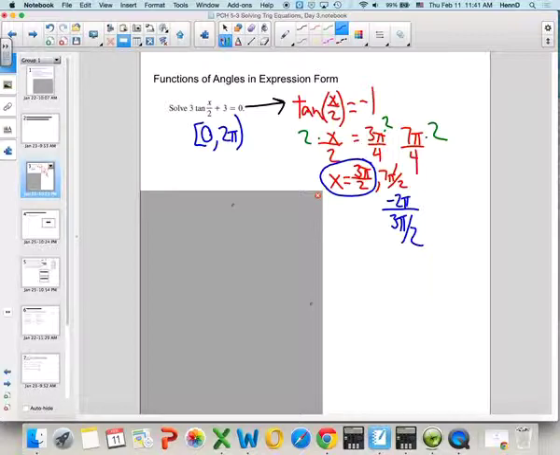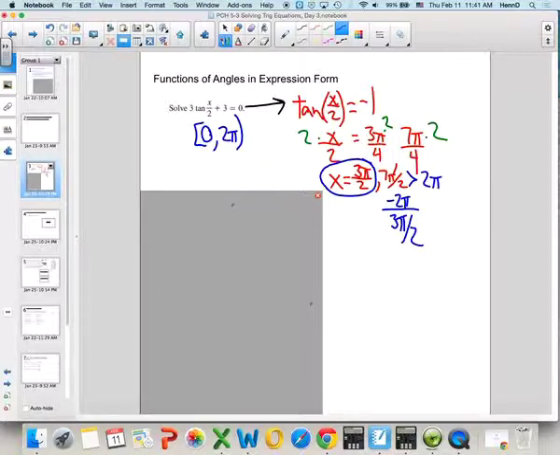Is it always going to end up like that? Not necessarily. Every one is a little bit different, so you just have to work through it and double check your answers. I subtracted 2 pi from 7 pi over 2 to get a coterminal angle, because this is bigger than 2 pi. That's 3.5 pi. So if I subtract 2 pi, I'm down to 1.5 pi.